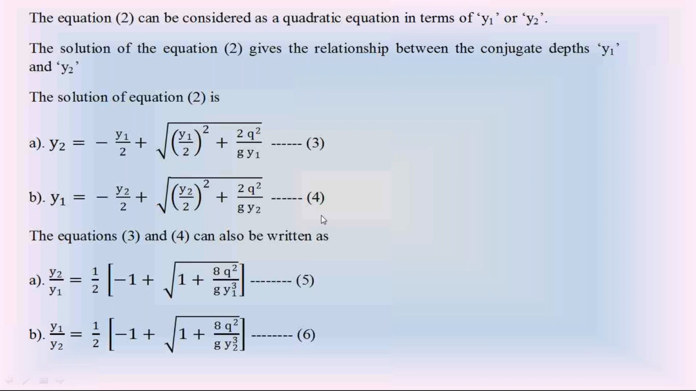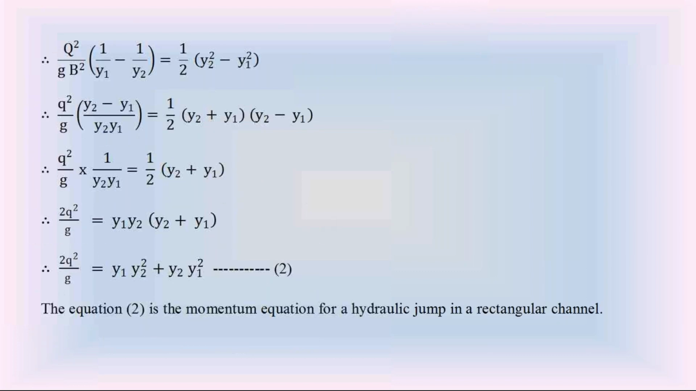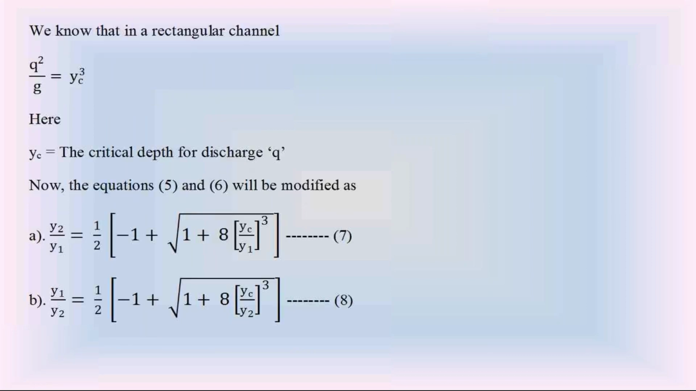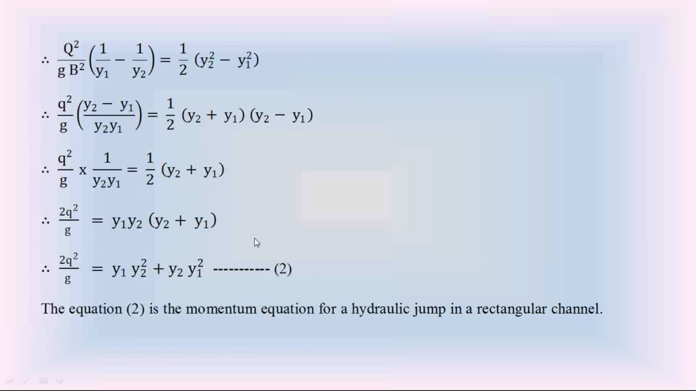Then equation 2 is also considered a quadratic equation in terms of depth y2 because we have y2 square. If I consider equation 2 as a quadratic equation in terms of depth y2, the solution of depth y2 is equation 3: y2 is equal to minus y1 by 2 plus root of y1 by 2 whole square plus 2q square by z by 1. So like that, equation 2 in the rectangular open channel hydraulic jump has two solutions.